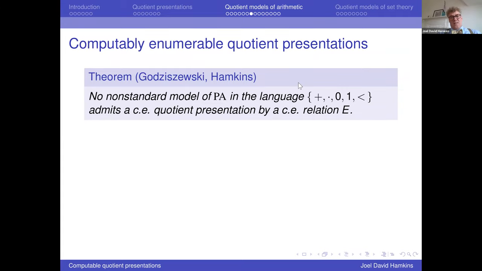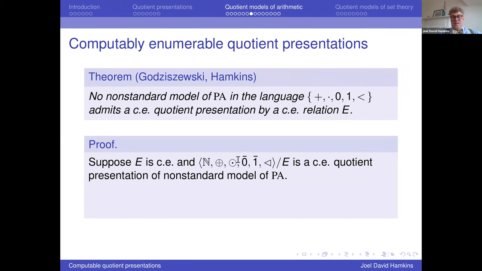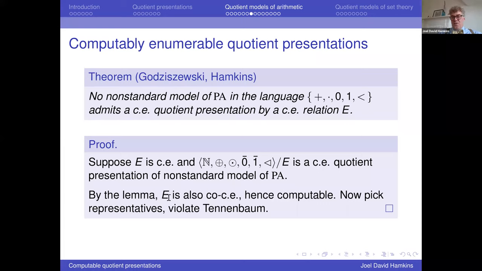Okay, so this kind of easy reasoning basically answers the question in the case with the orders. So you can't have a non-standard model of PA in the language with the order that has not only a computable quotient presentation, but a CE quotient presentation by a CE relation. And the reason is that if this quotient was a non-standard model and E was CE, well, by the lemma, it would have to also be co-CE. And so it would have to be computable. And so we could pick representatives. If E is computable, then we can pick representatives and we'll have basically a computable presentation, which would violate Tennenbaum.